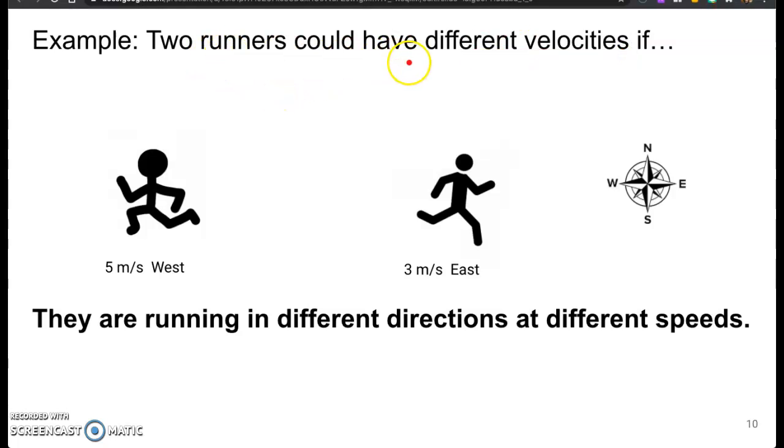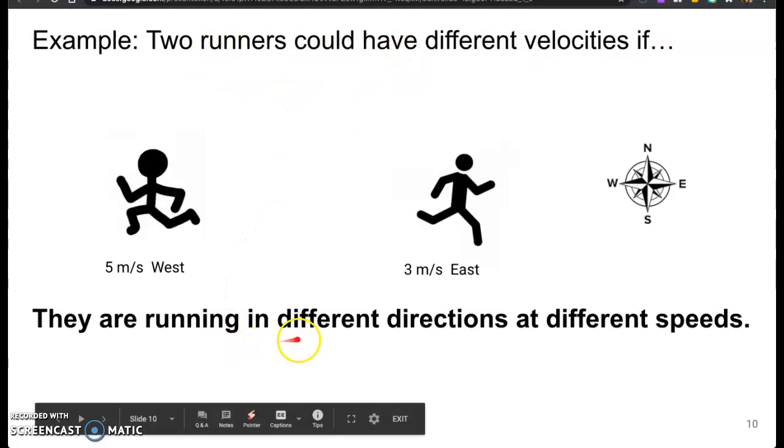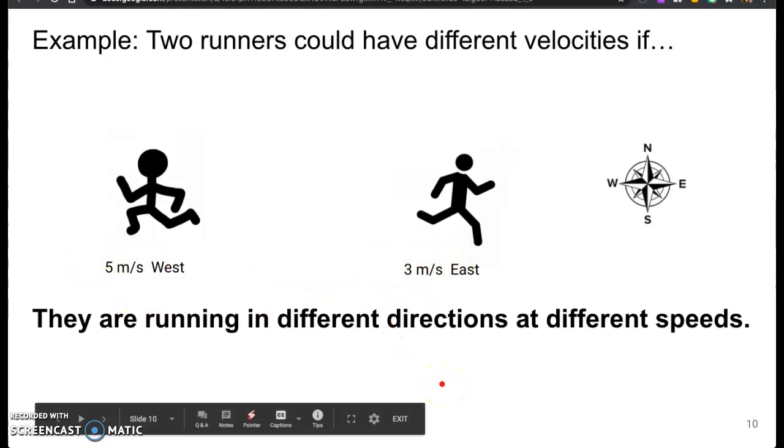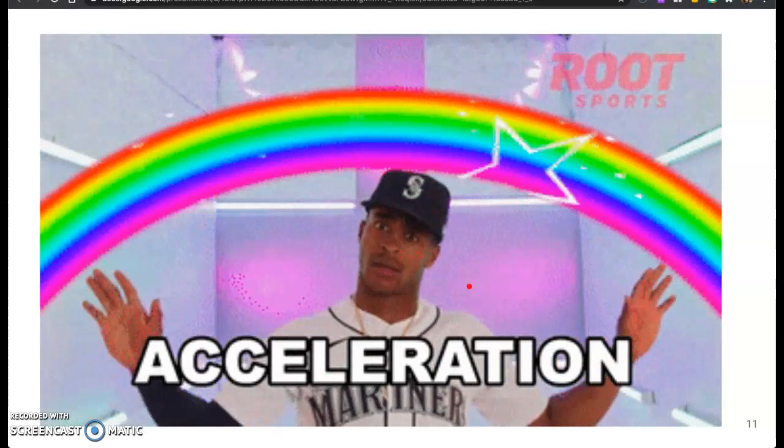Two runners could also have different velocities if they're running in different directions at different speeds. So everything is different about this picture. You have different directions, west versus east, and this runner is still a little bit faster than this runner. So velocity includes speed and direction. So let's go back to acceleration.